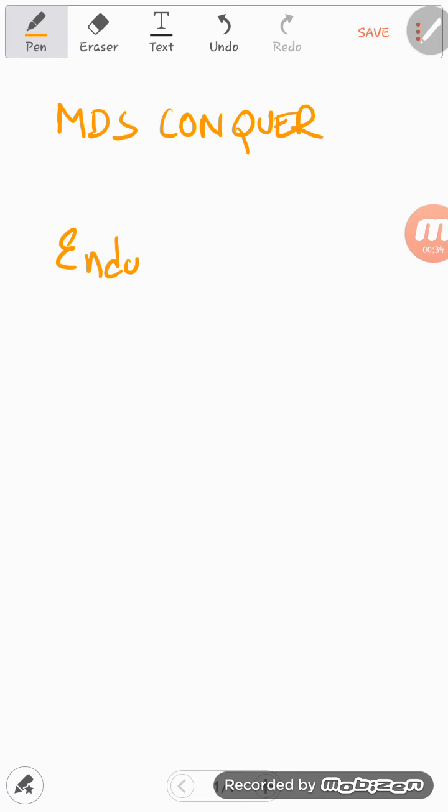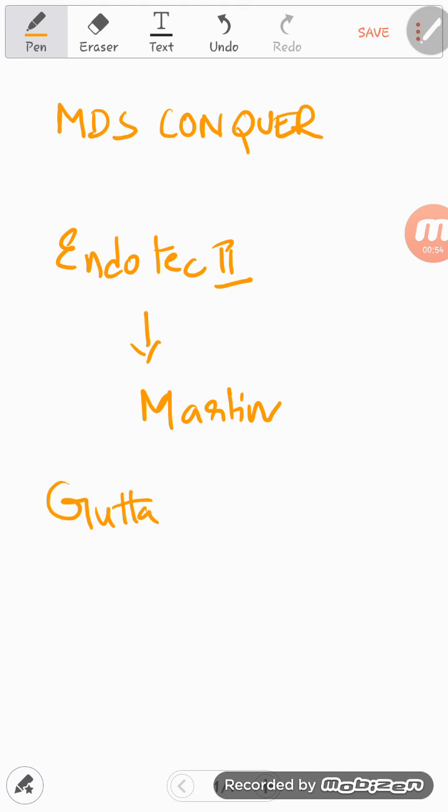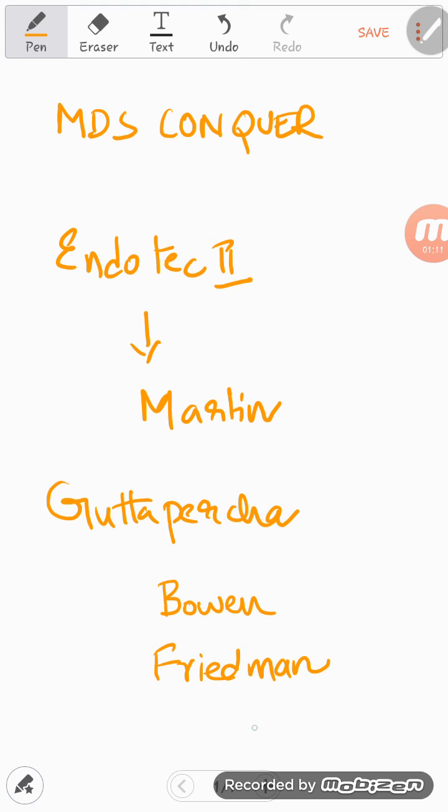The first MCQ is related to the Endotech 2, which was given by, the answer is Martin. Okay, the next one is a few scientist names related to the Gutta-percha. First one, the Gutta-percha was first given by Bowen, and the composition of Gutta-percha was given by Friedman. And Gutta-percha, which can be used as a temporary stop, this concept was given by Hill. So that's the reason why Gutta-percha is called as a Hill's stop.